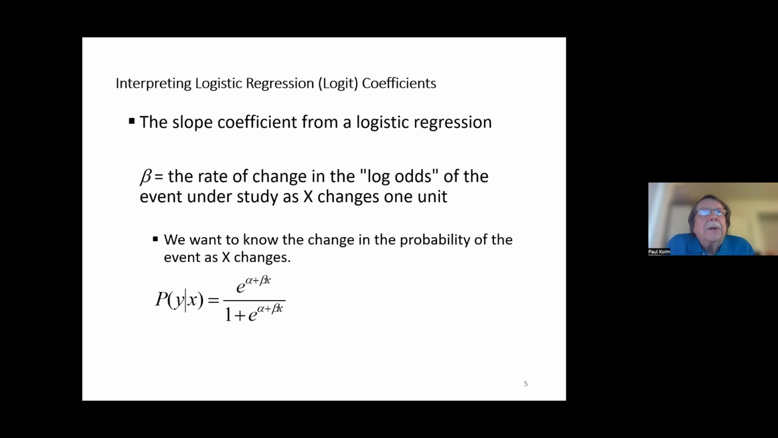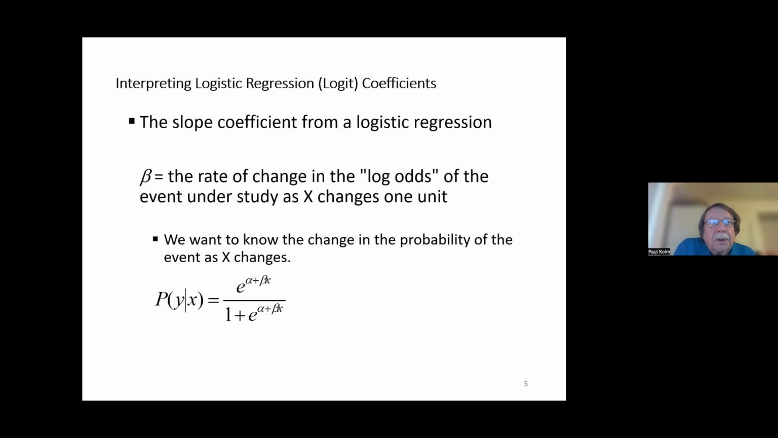So the way that we interpret the results from a logistic regression is similar to linear regression, that basically the regression coefficients are slopes. They indicate the rate of change in the log odds of the event as the independent variable changes.